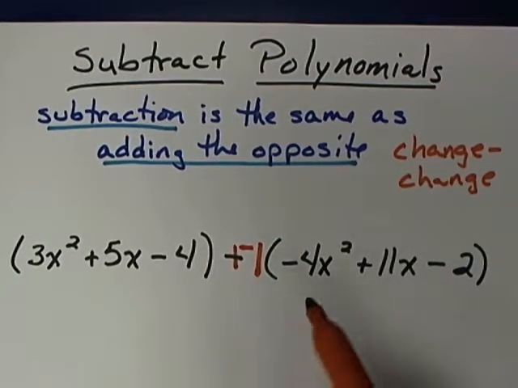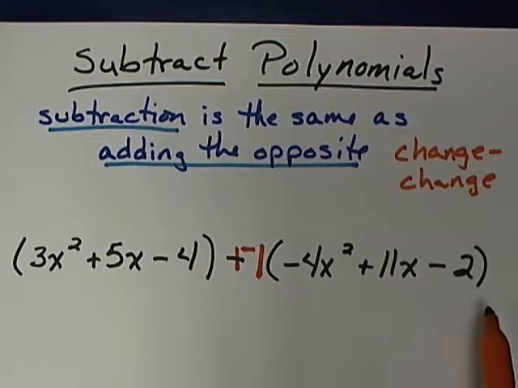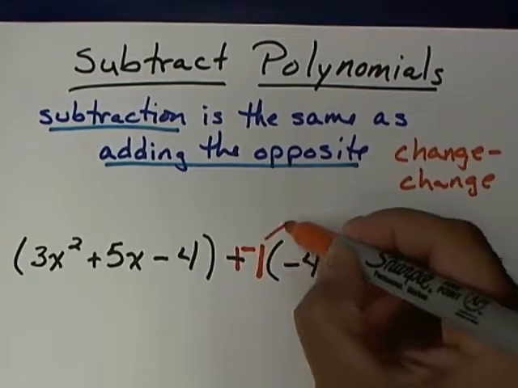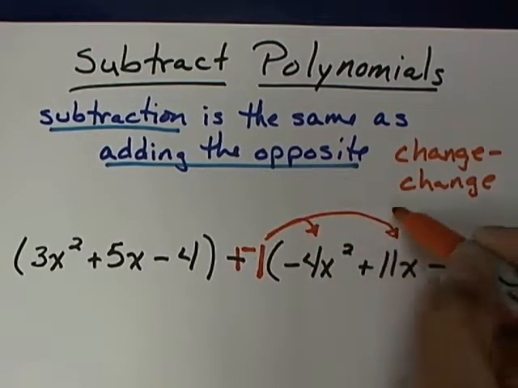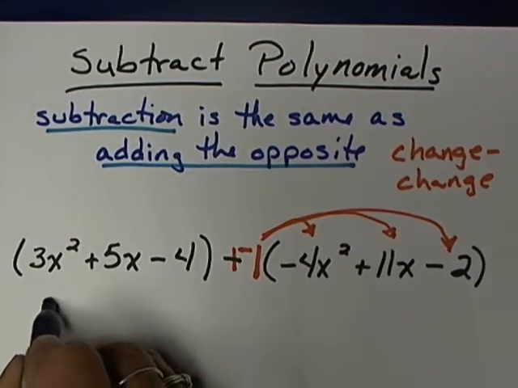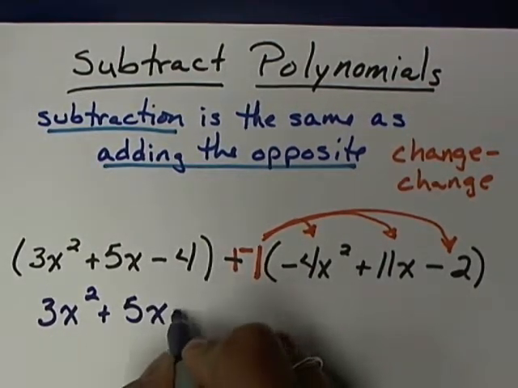So now I see that I have a negative 1 times this quantity. According to our order of operations, we have to do the multiplication before we can add or subtract like terms. So my next step is to distribute through this negative sign all the way to every term inside the second polynomial. I did not do anything with the first polynomial, so I won't change any of that. That's still going to be 3x squared plus 5x minus 4.